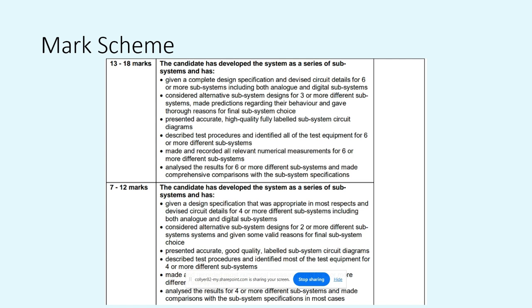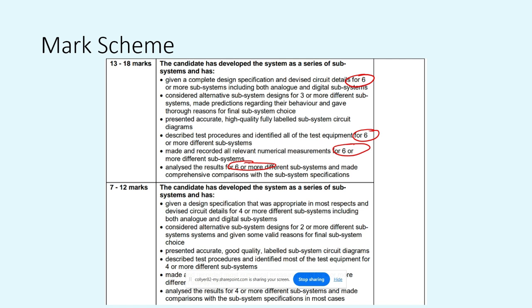Now, if you notice in the mark scheme for the top band, it says 6 or more, 6 or more, 6 or more. So my recommendation here is that you do 7 or 8. That means that if one of your subsystems has got some slightly dodgy analysis, or the test procedure on another one's not very good, it doesn't matter. You're not going to lose any marks. So my recommendation is you do 7 or 8 to give yourself a bit of leeway for just making a little bit of an error.